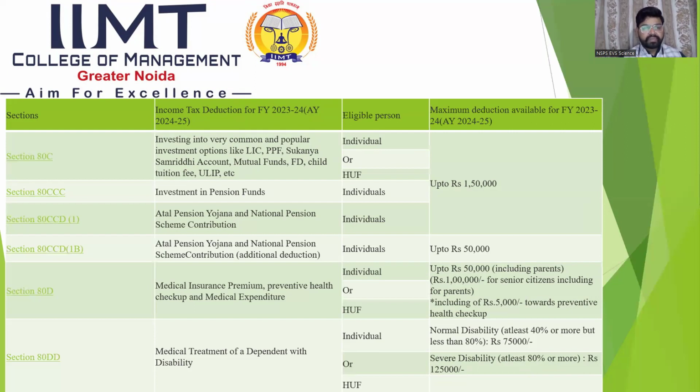The first is 80C. Income tax deduction for financial year 2023, assessment year 2024-25. It covers investing in very common and popular investment options like LIC, PPF, Sukanya Samriddhi Yojana account, mutual fund, FD, children's tuition fees, housing loan principal repayment, etc. Then the deduction is allowed to that person. The deduction is allowed only for individuals or HUF, but the maximum amount is up to rupees 1.5 lakh under section 80C, 80CCC, 80CCD subsection 1.